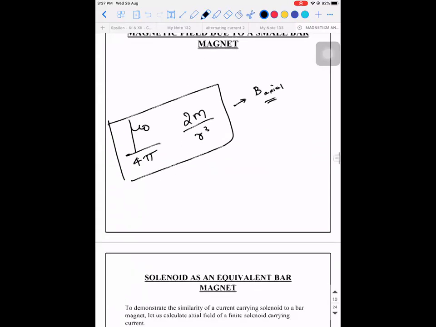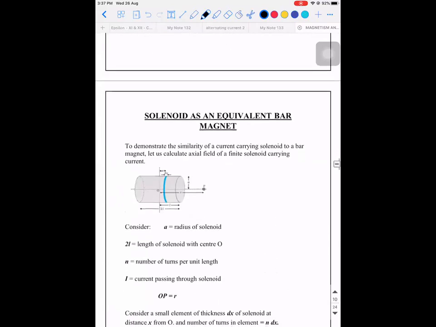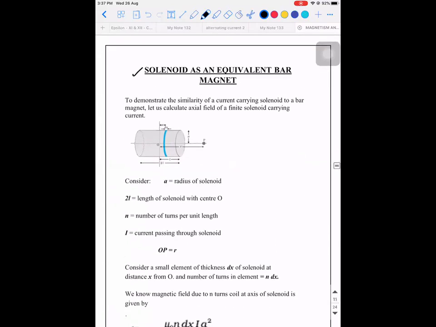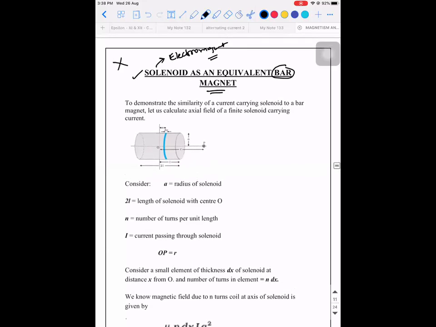Okay. The next topic that we are going to see is solenoid as an equivalent bar magnet. Means we are trying to prove that an electromagnet exhibits the similar property as that of a bar magnet. So that's what this topic is all about. Okay. So see, the derivation is simple, but it is important. Okay. Please make a note of it.